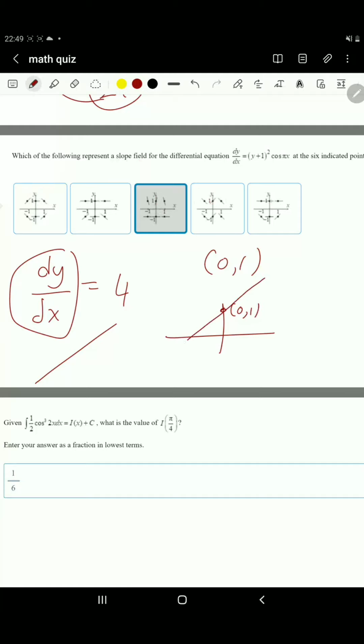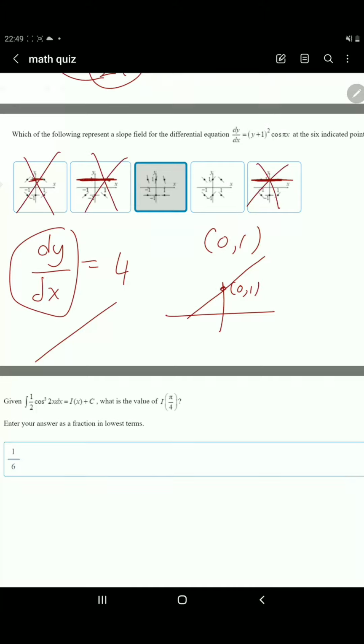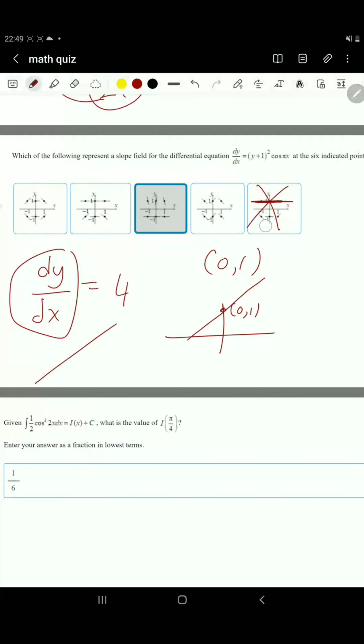Now, let's look at all of these. Here, it doesn't slant upwards. Here, it's horizontal. Here, it doesn't slant upwards. It's horizontal. Same thing here. So this is wrong, and this is wrong. What are we left with? Well, we are left with these two options, because here it slants upwards, and here it slants upwards.